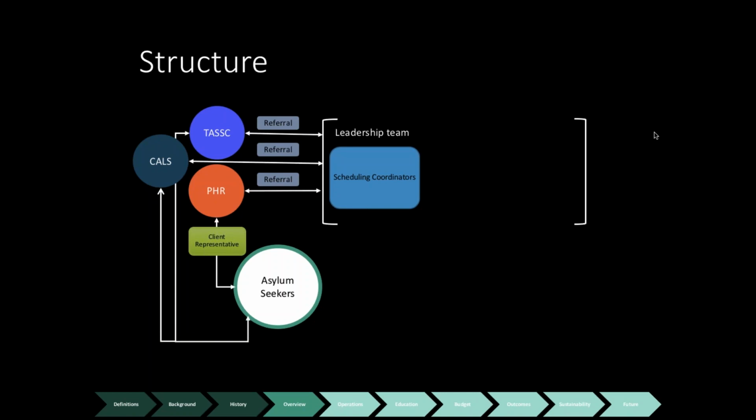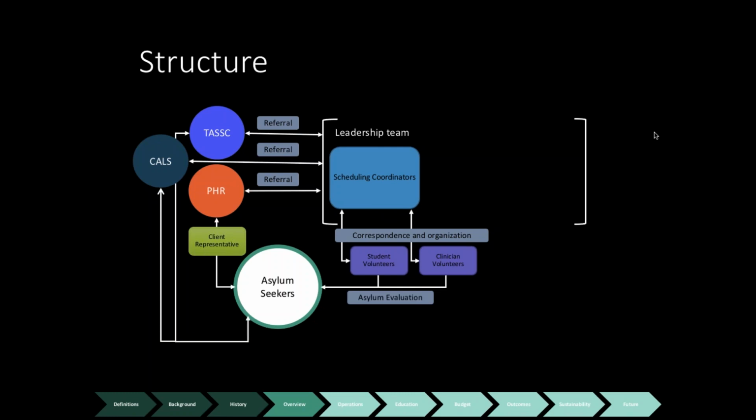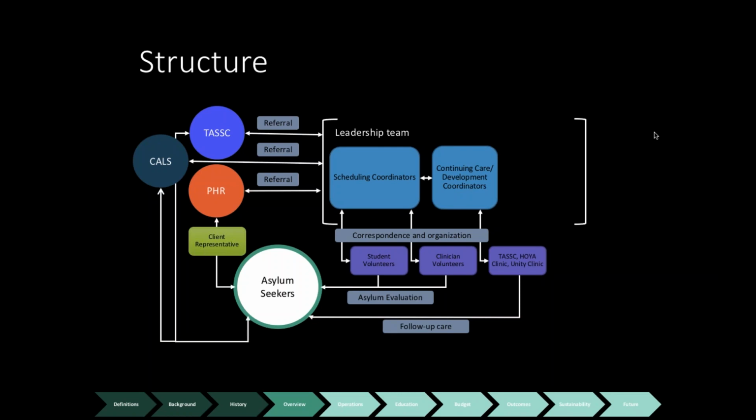And so we have a pair of scheduling coordinators whose job is to work both with the client or the asylum seeker as well as a pool of student and clinician volunteers. Ultimately this culminates in the coordination of the correct people at the correct place at the correct time to perform the asylum evaluation. In addition to that, as we've mentioned, we also have a continuing care branch, and this is primarily focused on follow-up care.